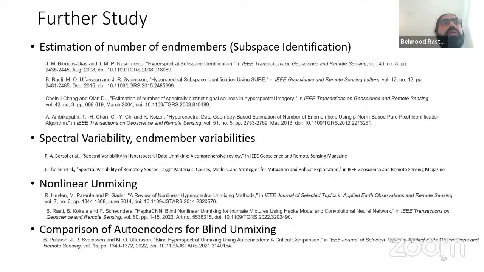For further study, I would suggest some references. I mentioned in the lecture that estimating the number of endmembers is a big challenge. It's called subspace identification. So here are some references where you can see methods that try to estimate the number of endmembers. And then about spectral variability and endmember variability, I already suggested these two references if you are interested.